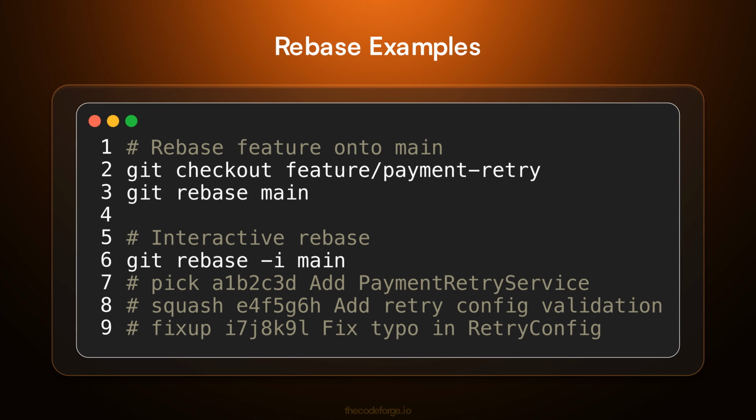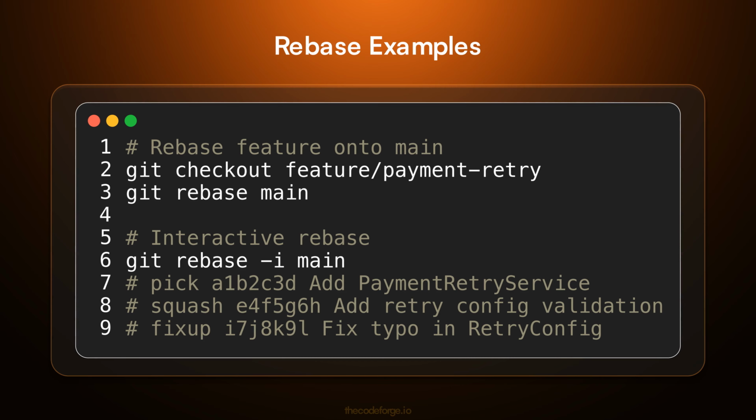Interactive rebase lets you squash, reorder, or edit commits, perfect for cleaning up a messy local history before opening a PR. But remember, only do this on branches that haven't been pushed.